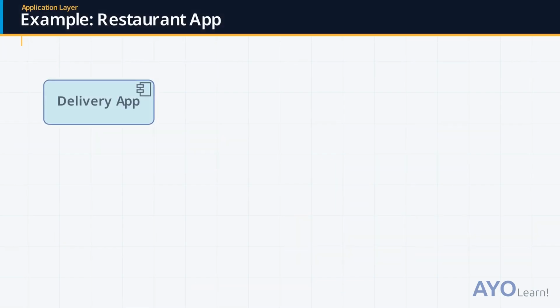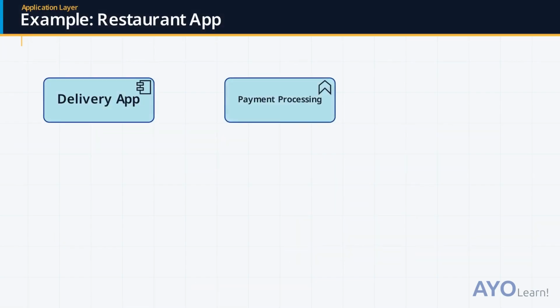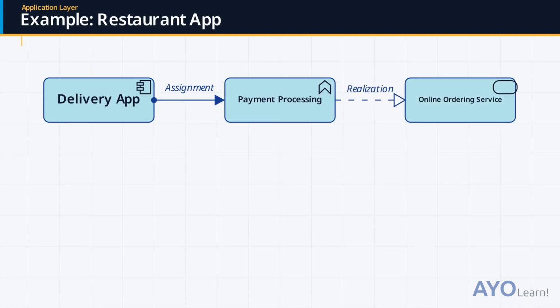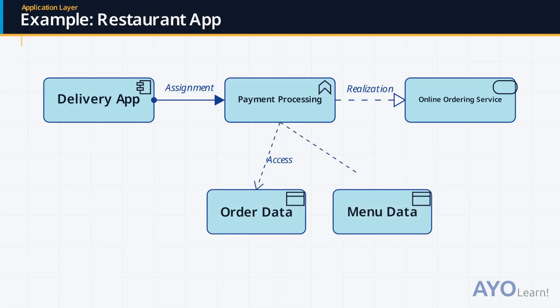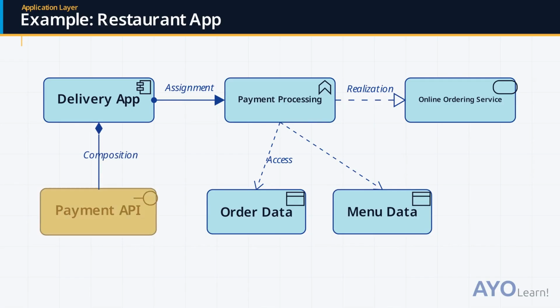Let's build the example. The application component delivery app is assigned to the application function payment processing. This function realizes the application service online ordering service and accesses order data and menu data. Finally, delivery app is composed of the application interface payment API, the exposed access point.